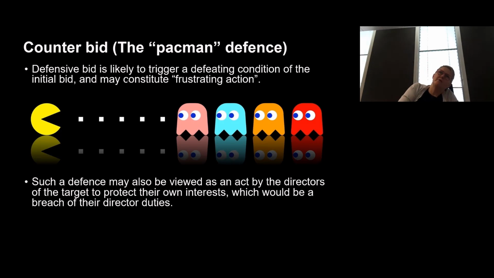And there is what I think is very charmingly called the Pacman Defence. Another common defensive approach is to actually make a corresponding bid back. So a defensive bid is likely to trigger a defeating condition of the initial bid and may in fact be a frustrating action. So it can lead to litigation and another round of unacceptable circumstances claims.